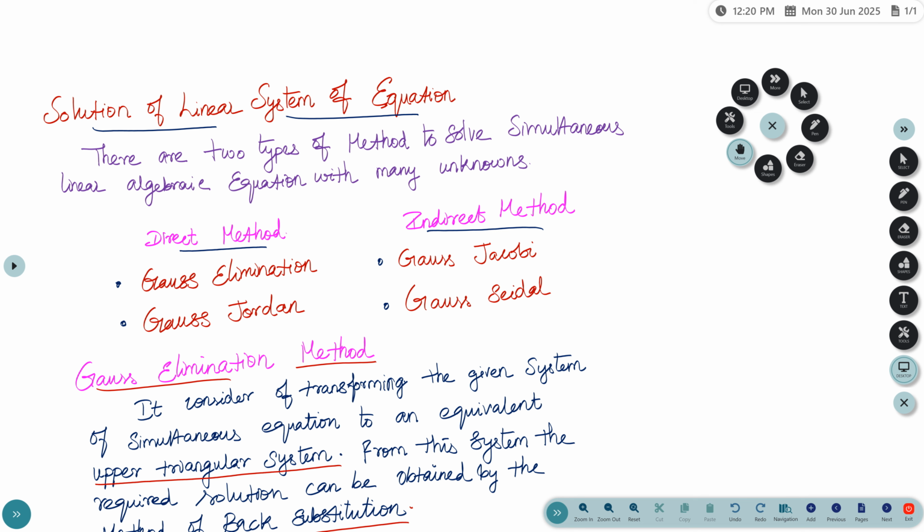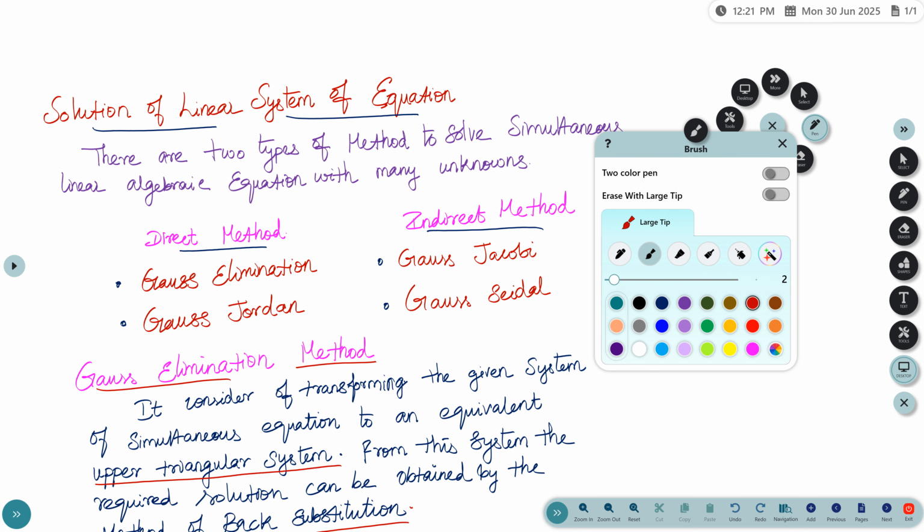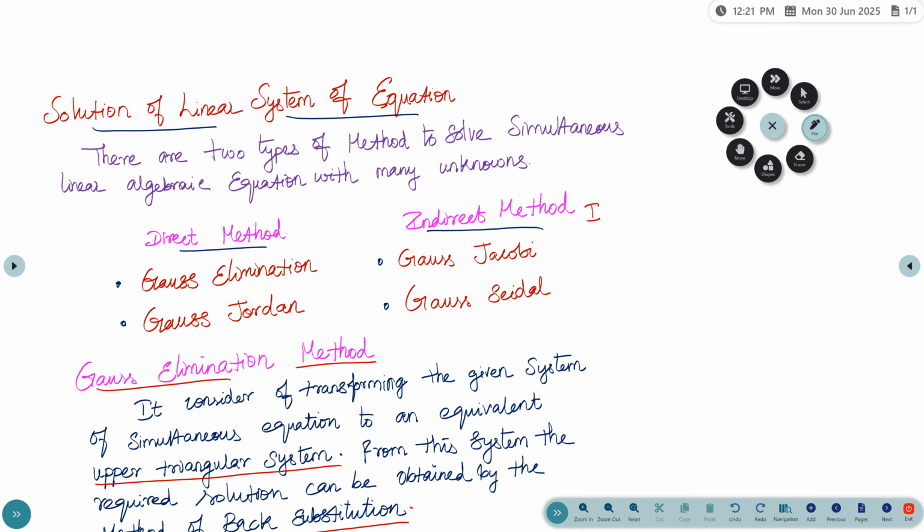In the direct method, we have two different forms: one is the Gauss elimination method, and the other is the Gauss-Jordan method. In the same way, in the indirect method we also have two methods: one is Gauss-Jacobi, and the other is Gauss-Seidel. What is the indirect method? The indirect method means it is an iterative method. An iterative method is called an indirect method.